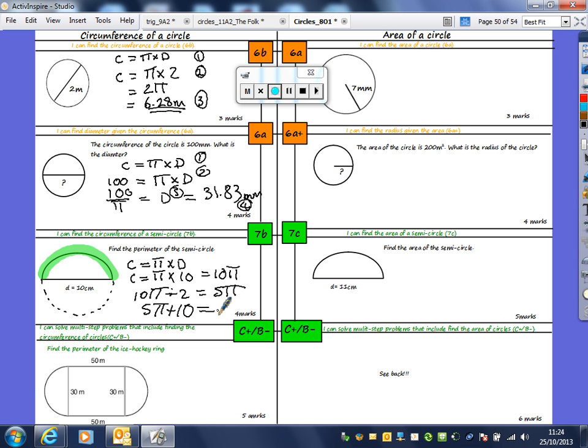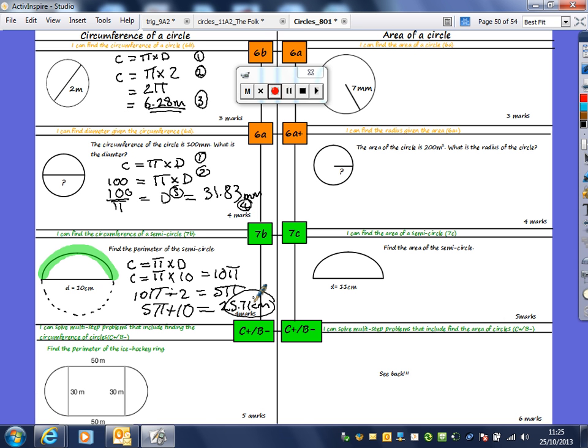25.71. Let's check that. 5 pi plus 10. Yeah, 25.71 rounded correctly. That is 4 marks, says on the sheet. It's got to be centimetres, that. Okay? Yeah. So 4 marks for that question.